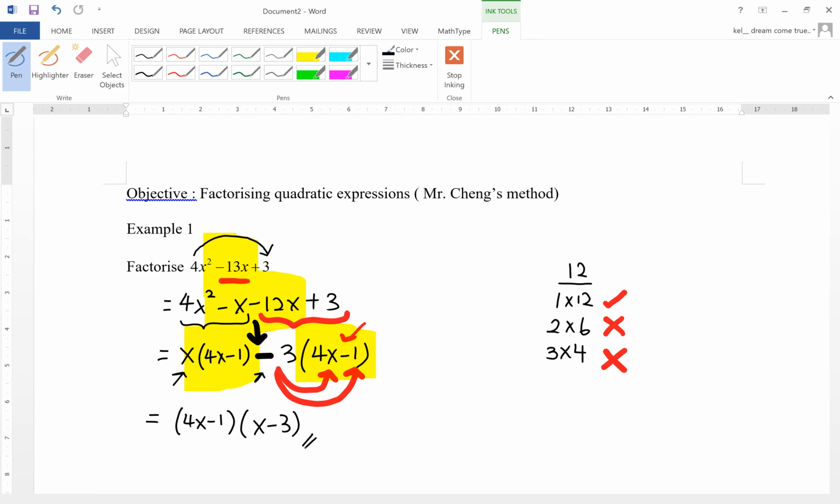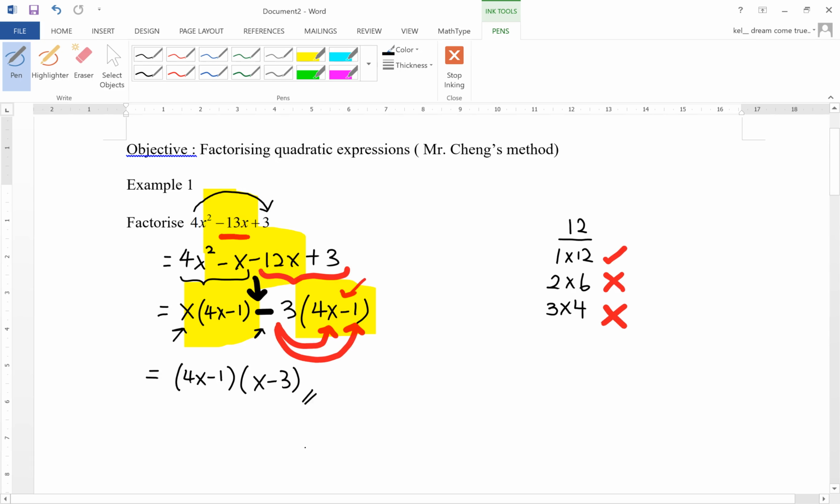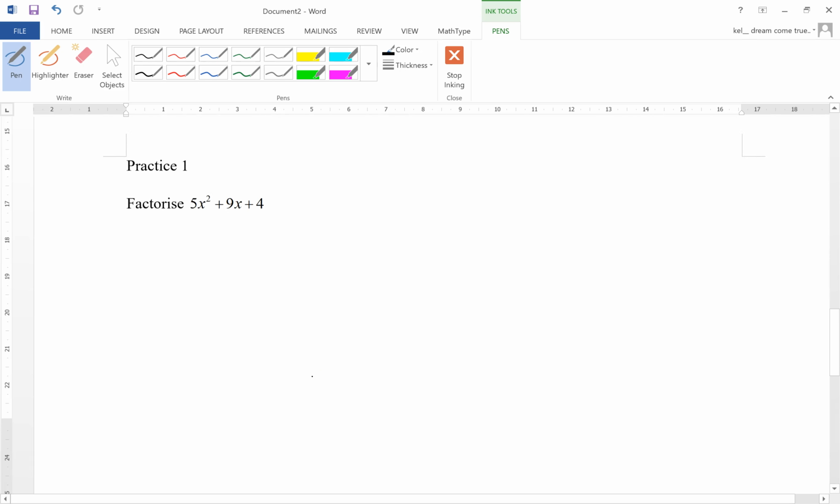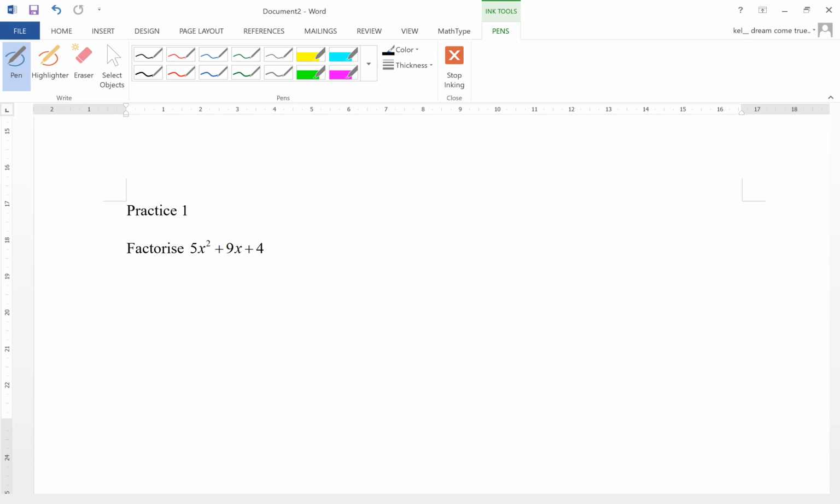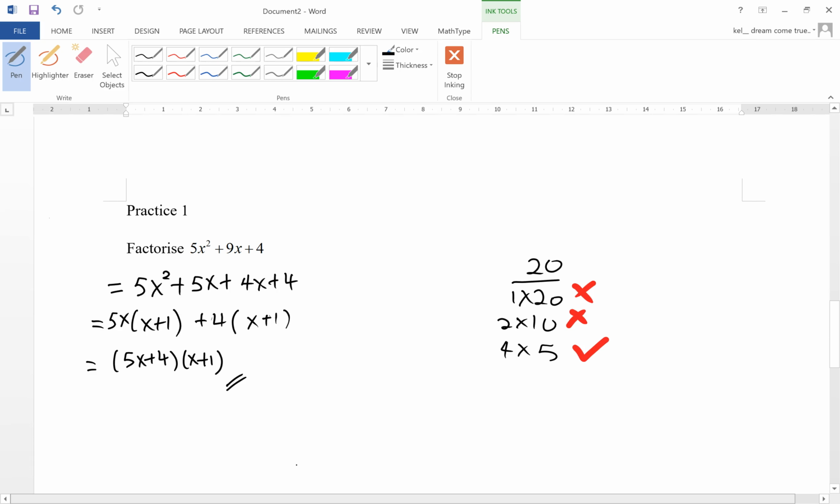Now, take out a piece of pen and paper and try to factorize this question here. Hit the pause button and check your answer after you have done your practice. Now, check your answer. Do you get the same answer as I do?